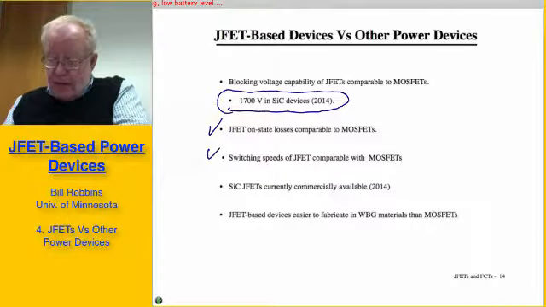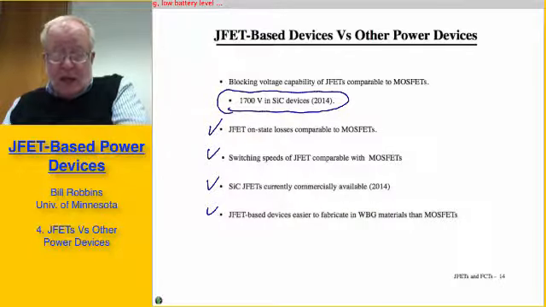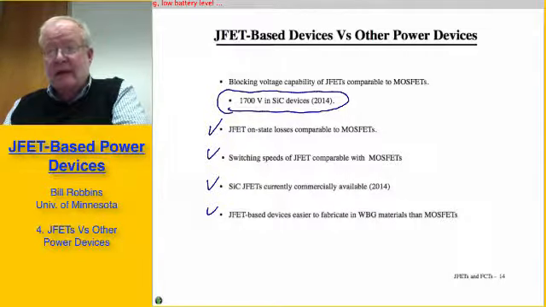And JFETs are easier to fabricate on wide bandgap materials than MOSFETs because it does not require a high quality insulator. This may change as the technology in wide bandgap materials improves and we find a high quality oxide. And if that happens, then probably MOSFETs will take over from JFETs.